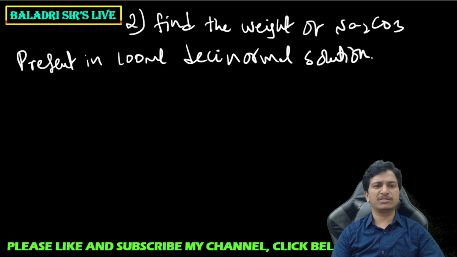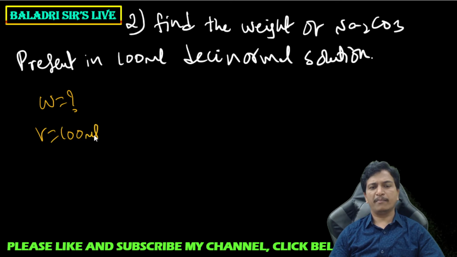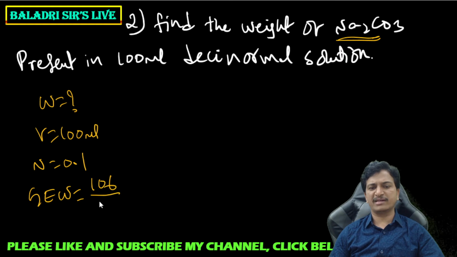First write down the given values. Here we need to find the weight of Na2CO3, and the given volume of the solution is 100 ml, and its normality is given as deci, that is 0.1. First of all, we need to know the gram equivalent weight of sodium carbonate, which is its molecular weight by n factor. The n factor of sodium carbonate is 2, because sodium has a +1 charge, and 2 sodium atoms are there, 2 into +1 gives +2 charge. So the n factor of sodium carbonate is 2.